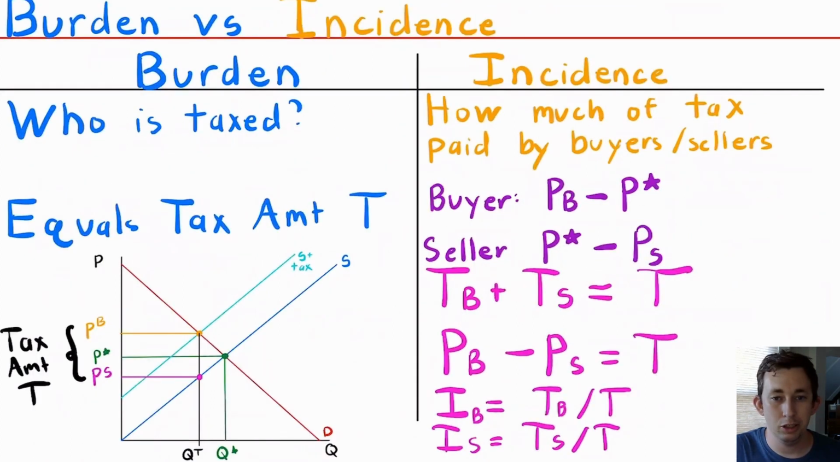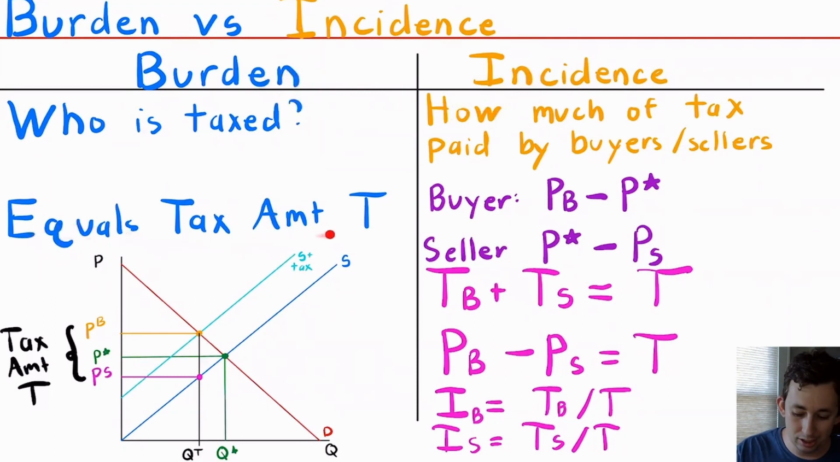Now let's talk about the difference between burden and incidence, two words that might seem sort of the same when we talk about them with respect to taxes, but are actually different. So the burden is who the tax is on. In that example, I've taxed the sellers, but incidence is how much of the tax is paid by each side in the market. If the sellers are only going to pay like 60% of the tax, they have a 60% incidence, even though their burden is 100% because they are the ones being taxed.